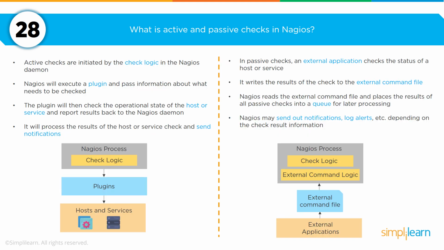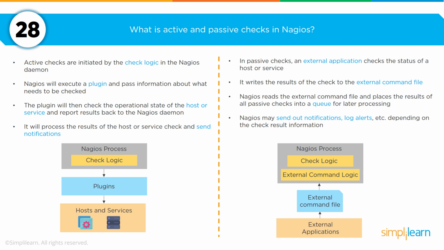And to continue with this, what are active and passive checks? Active checks are initiated by the check logic within the Nagios daemon. Nagios will execute a plugin and pass information about what needs to be checked. The plugin will then check the operational state of the host or service, process the results of the host or service check, and then send out notifications.